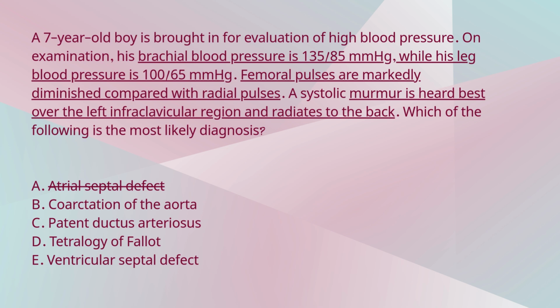So ASD is incorrect. This produces a soft systolic murmur with a fixed splitting S2, no blood pressure differences. A PDA produces a continuous murmur and bounding pulses, not pulse discrepancies. Tetralogy of Fallot is going to cause cyanosis and a harsh systolic murmur at the left upper sternal border, not hypertension with diminished femoral pulses. And then a VSD causes a harsh holosystolic murmur at the left lower sternal border and not, again, the difference in pulse pressures.